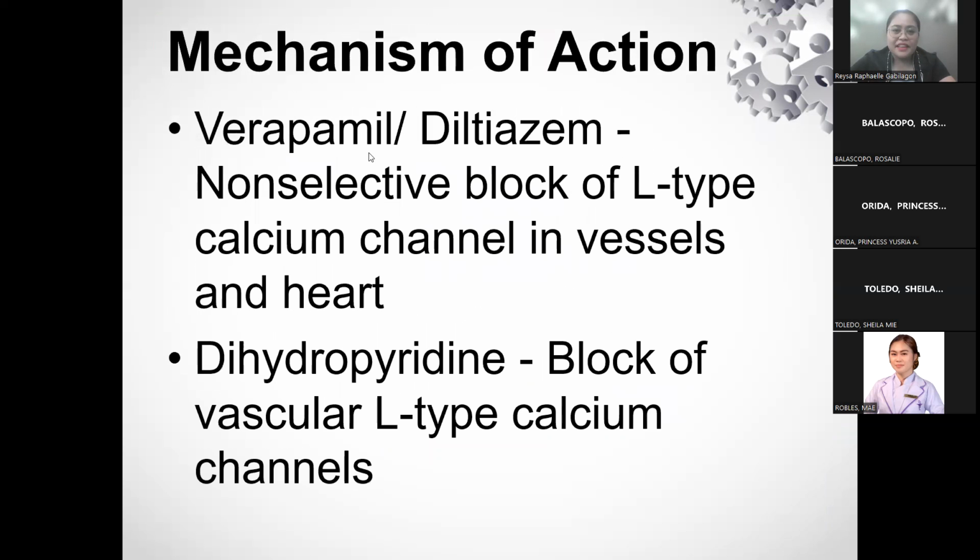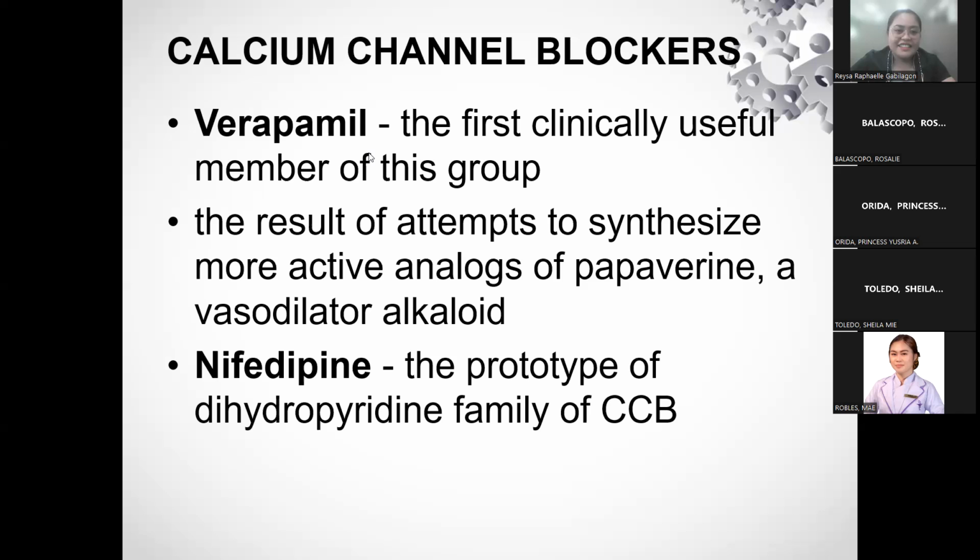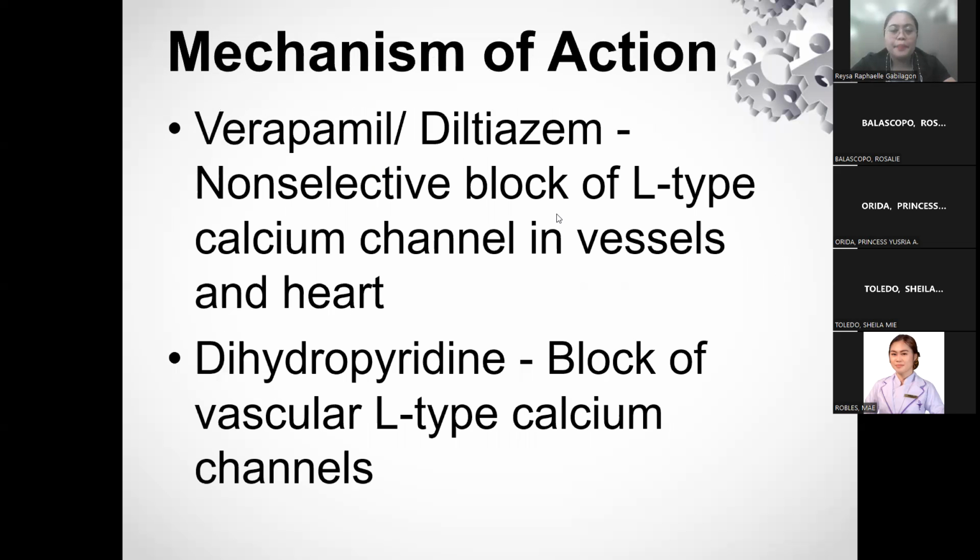So aside from the nitrates, we have the CCBs. From the name itself, they will block the calcium channel so that there will be no calcium influx. Because calcium means there will be contraction of the muscle. If the blood vessel contracts, there will be constriction. And that will reduce the blood flow. It will not help in angina pectoris.